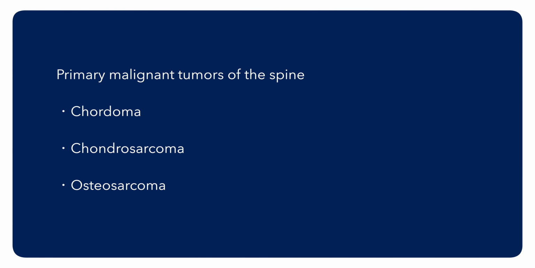En bloc resection is a rare surgery that's performed for primary malignant tumors of the spine. These are chordomas, chondrosarcomas, or osteosarcomas. They're uncommon, and the approach to these tumors is a curative approach, which en bloc resection provides.